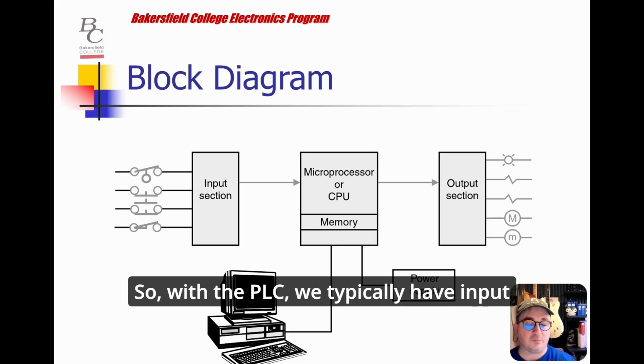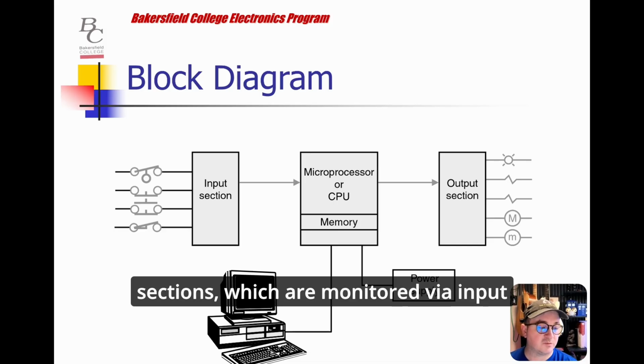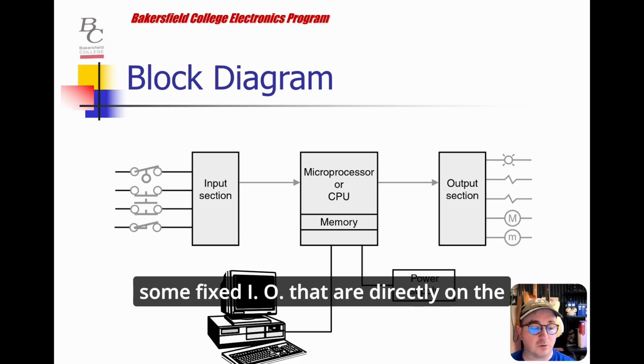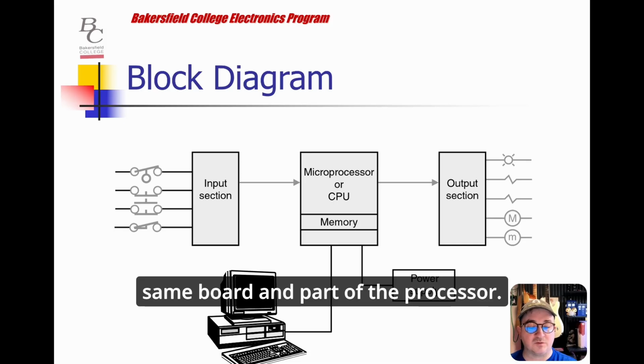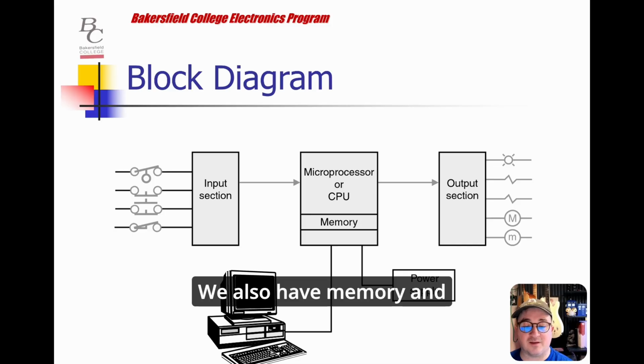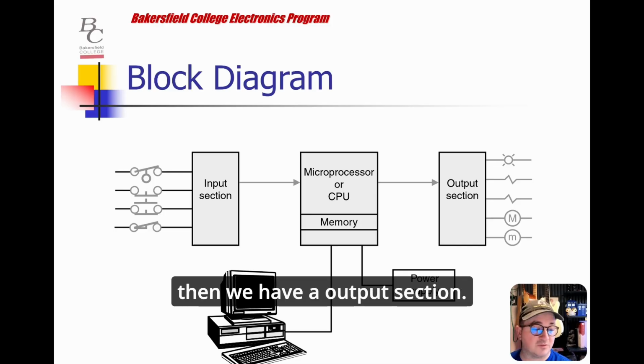With a PLC, we typically have input sections, which are monitored via input cards on modular systems. Some PLCs have some fixed I/O that are directly on the same board and part of the processor. Then we have a microprocessor or CPU. We also have memory, and then we have an output section.